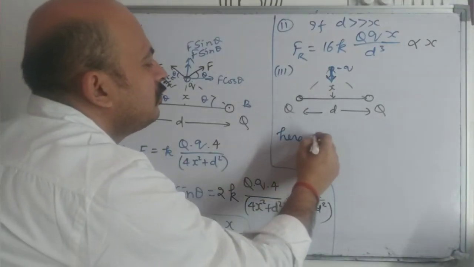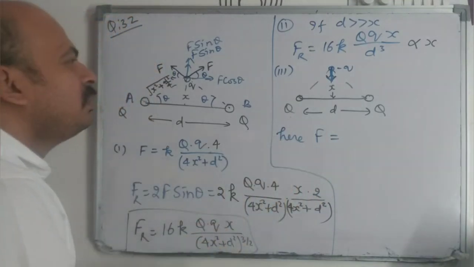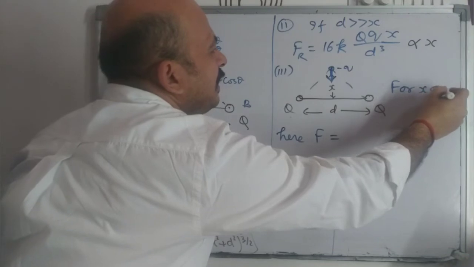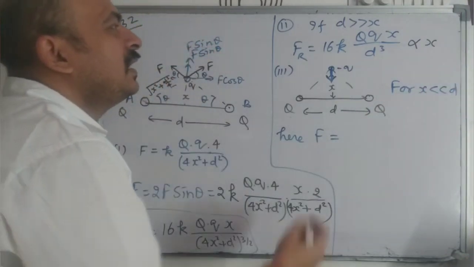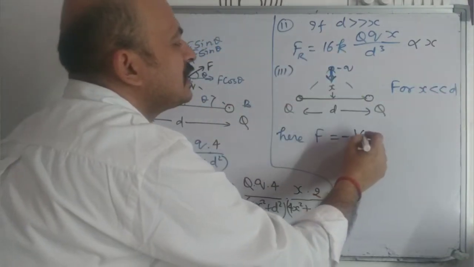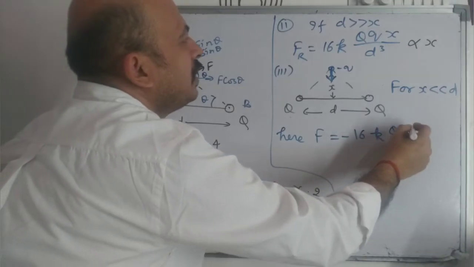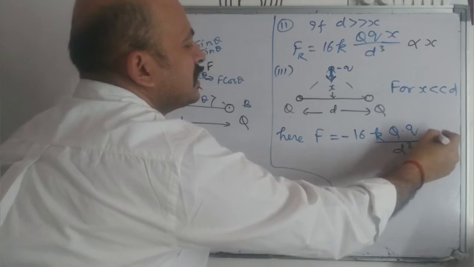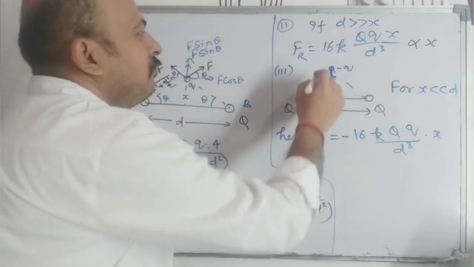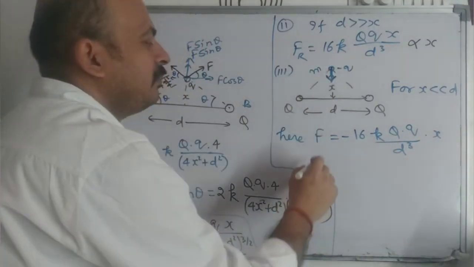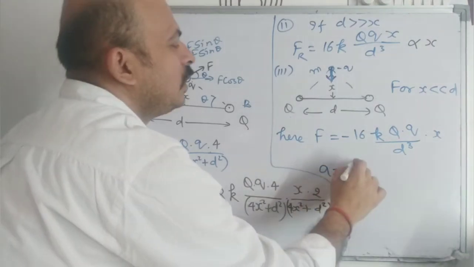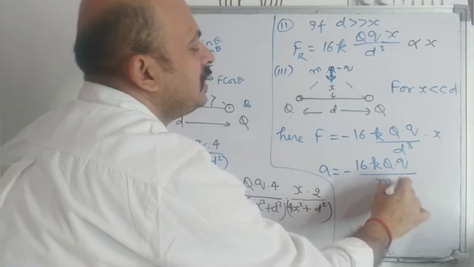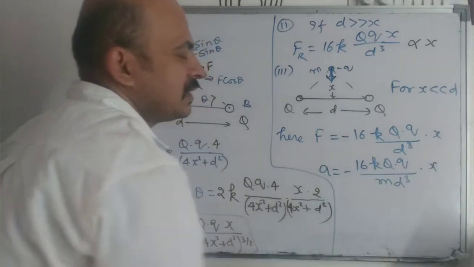Here the force acting on the particle, for x very much smaller than d, F will be equal to minus 16K capital Q small q upon d cube into x. If the mass of the particle is small m, then the acceleration is equal to minus 16K capital Q small q upon m d cube into x.